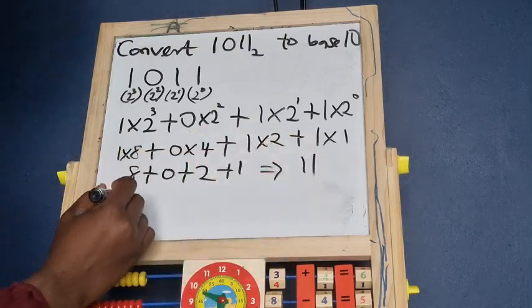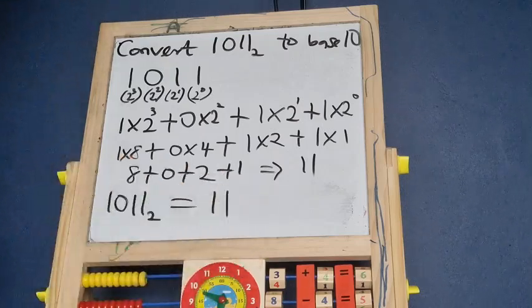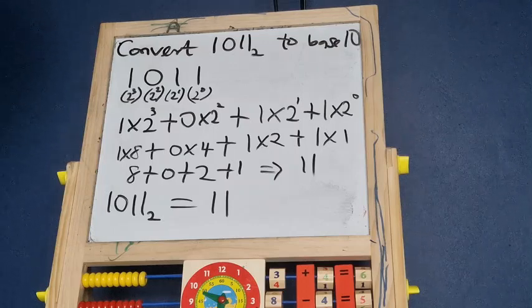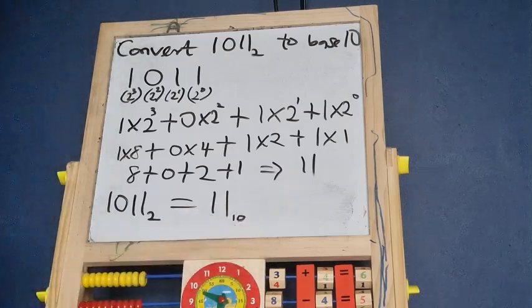So 1011 in base 2 would give us 11 in base 10. And most times, if you are converting, you can just say 11 in base 10 so that we know that you have converted it to base 10.